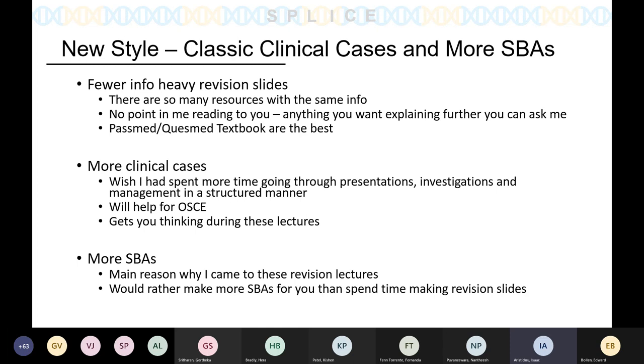So basically, what I was saying is I've moved away from these heavy revision slides, and I've made this presentation into a more clinical cases based thing. So instead of just working through presentation, symptoms, etc., I've made it into a clinical case scenario. I'm going to ask you guys questions, so I'd like you to answer the questions on the Vivox chat, and we'll work through them together.